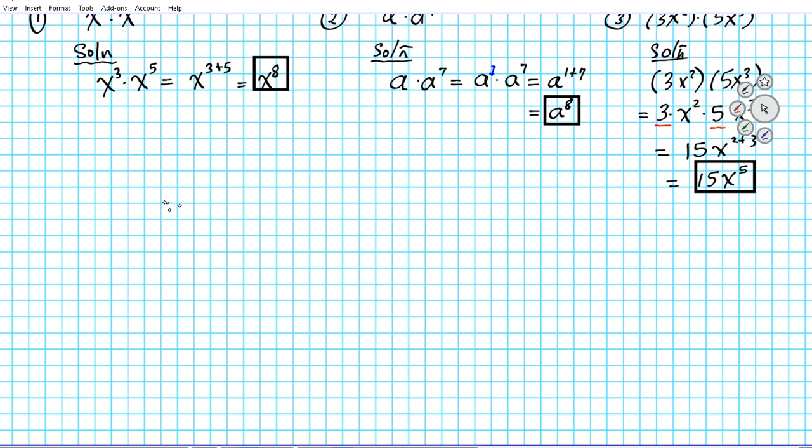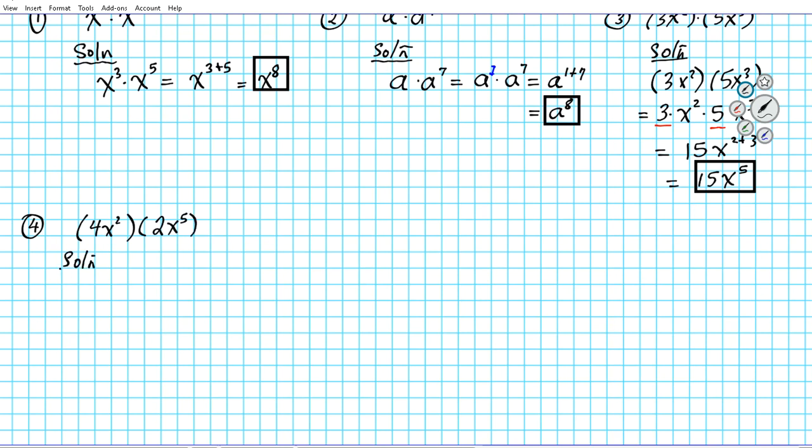All right, let's take a look at question 4. For question 4, what if we were to simplify the following? If we have the product of the quantity 4x squared times the quantity 2x to the 5th power. All right, so how do we multiply that?